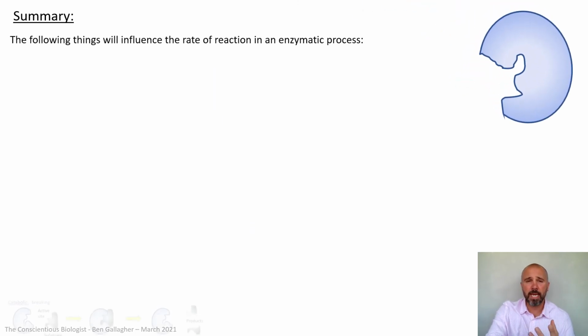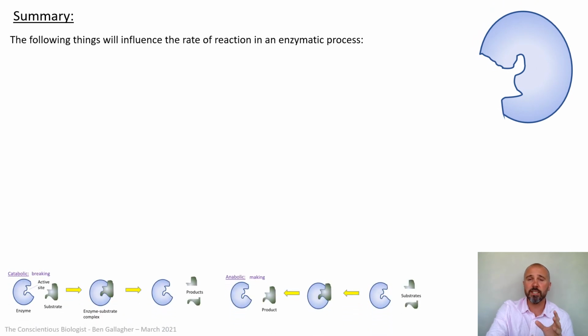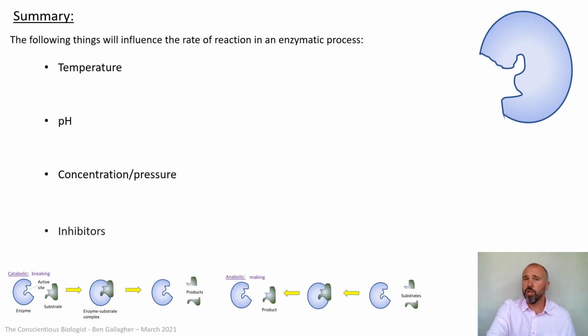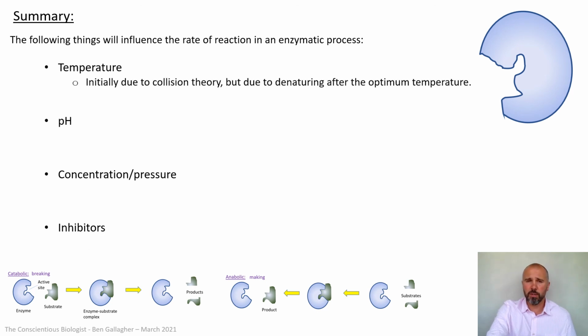Right, let's do a quick summary of this then. Let's just get at the main points of the things that can influence the rate of reaction on enzymatic process, be it catabolic or anabolic. Just put these up as a reminder from the previous video. But the four things that we've just talked about then are temperature, pH, concentration or pressure, and inhibitors. And one sentence for each just to help you remember them.